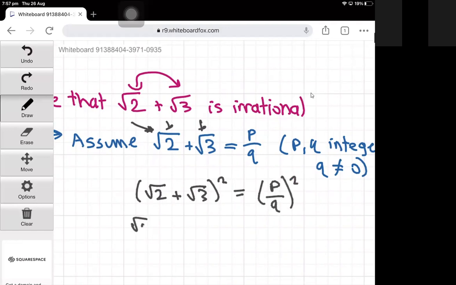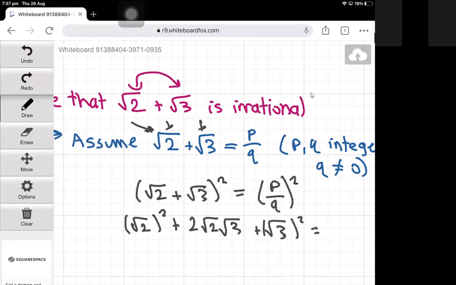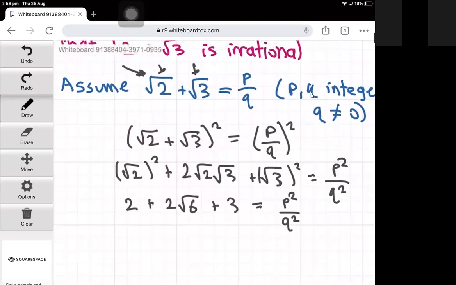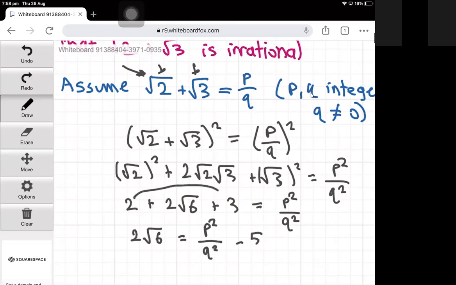And the left-hand side expands to 2 plus 2 times square root 2 times square root 3 plus 3, which is equal to p squared over q squared. Now the left-hand side can be written as 2 plus 2 square root 6 plus 3 is equal to p squared over q squared. And we now have 2 square root 6, which we can rearrange as p squared over q squared minus 5. So 2 plus 3 here is 5.